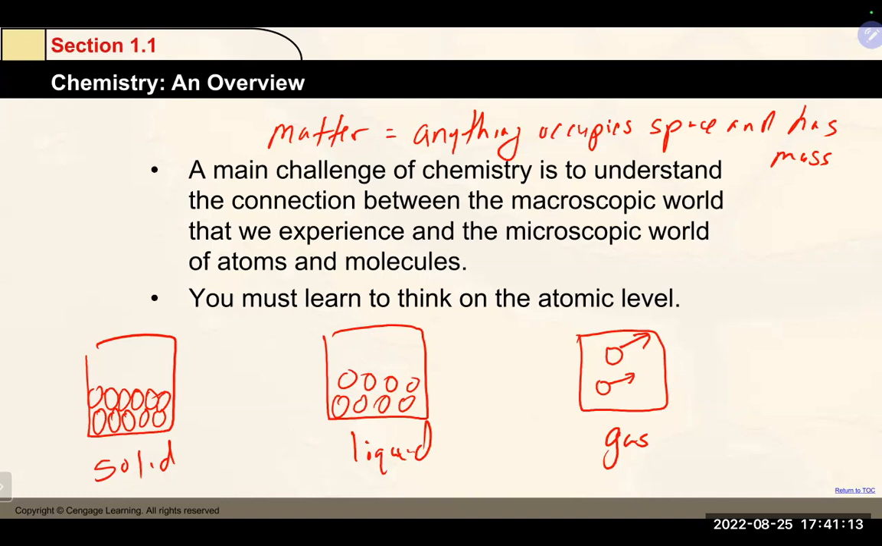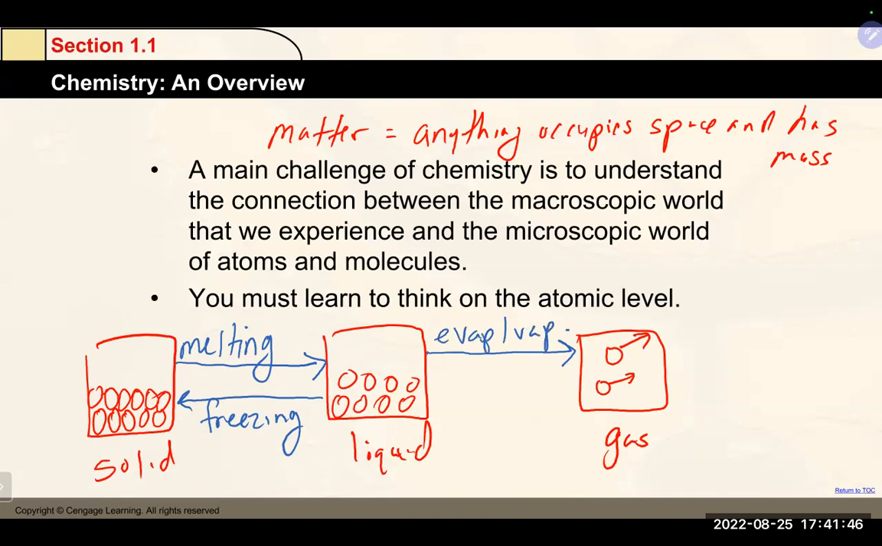A lot of what we talk about in chemistry is the transitions between these different states, so there's a lot of focus on phase transitions. When we go from solid to liquid, that is the process of melting, like when you melt an ice cube. When we go from liquid back to solid, that is freezing. From liquid to gas is evaporation or vaporization. Going from gas back to liquid is condensation.